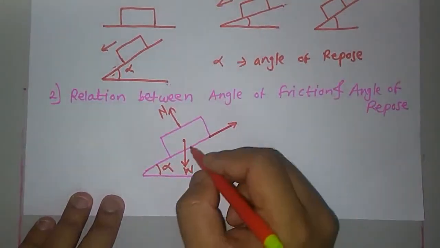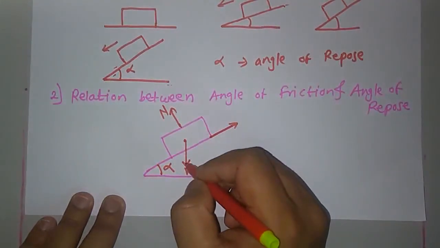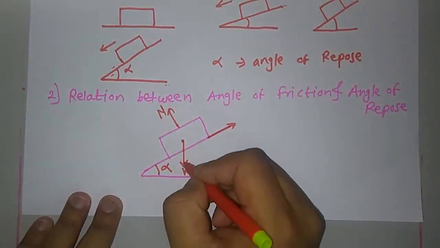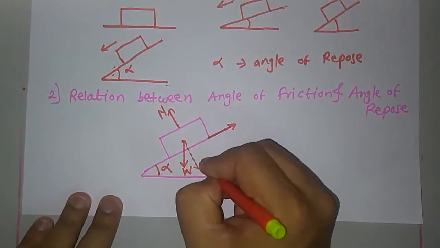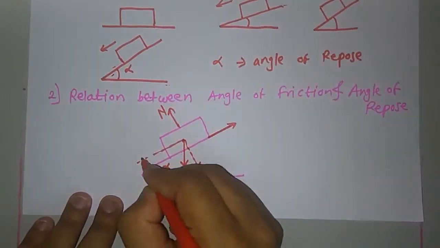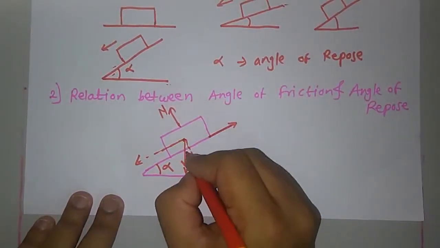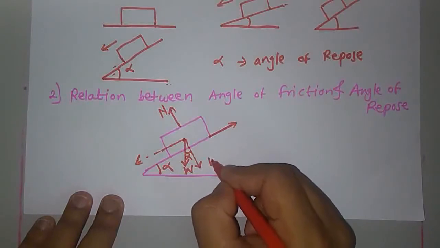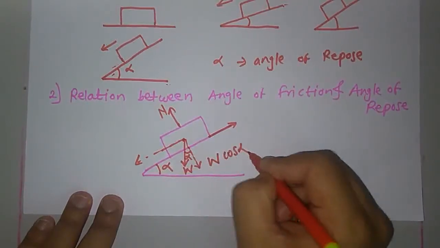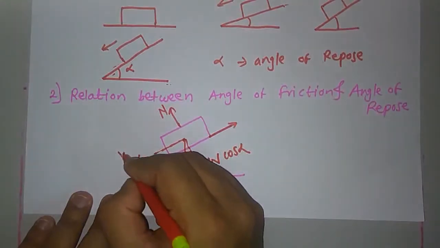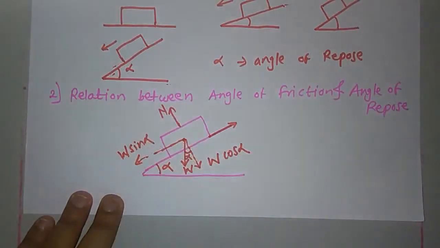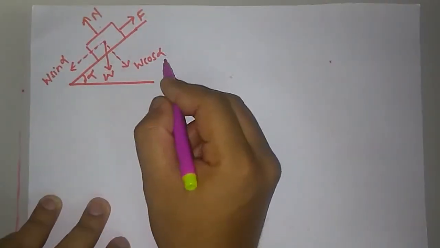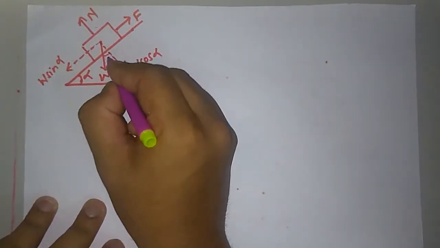Now we will resolve this force. We will consider this as the horizontal axis. We resolve this force, one in this direction and one in this direction. Here it is angle alpha. So what will be the resolution of this force? W cos alpha, and this force is W sin alpha. We have resolved the forces, that is W cos alpha and W sin alpha.